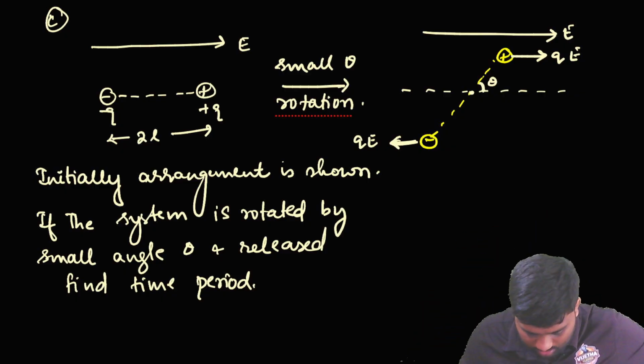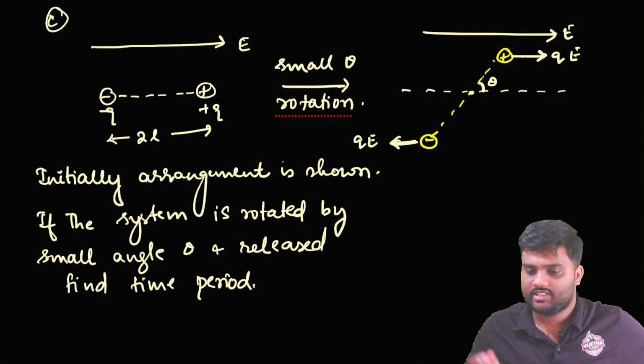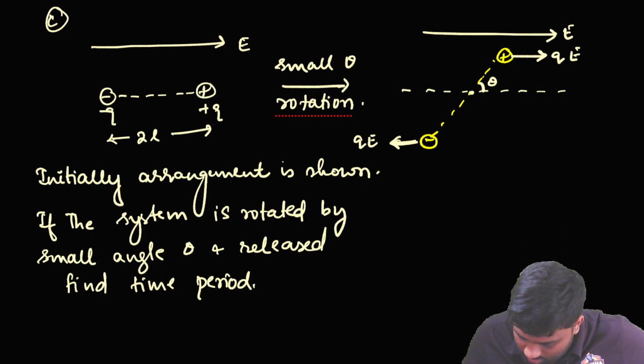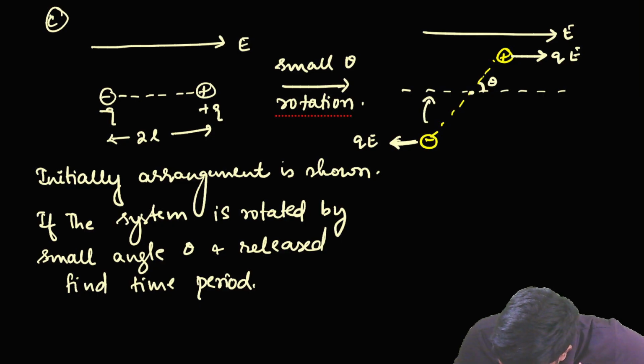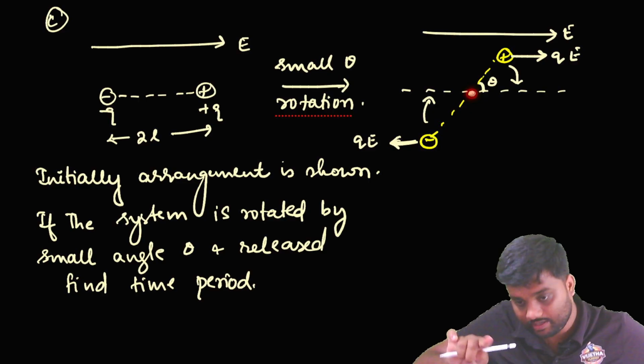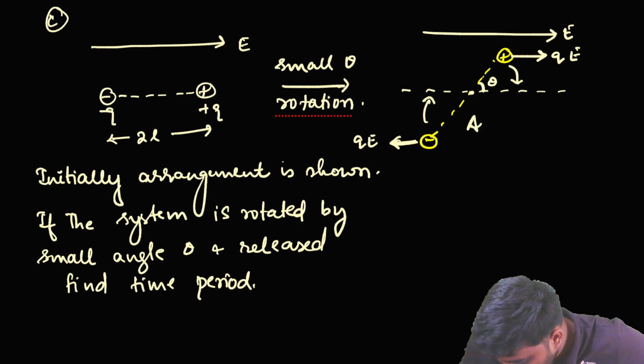That means it started rotating across this point. That means it started doing what? Angular SHM. Across this point it started rotating. That means here we will come to know something called what?